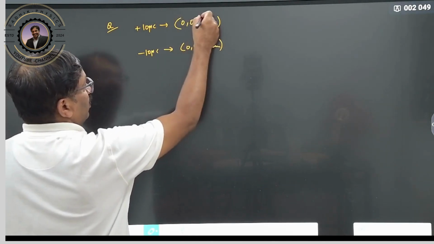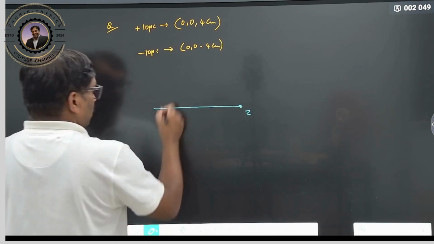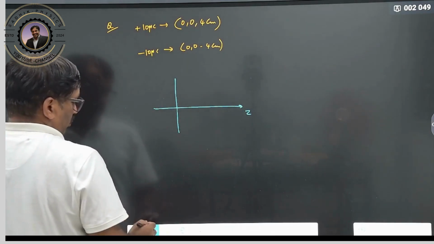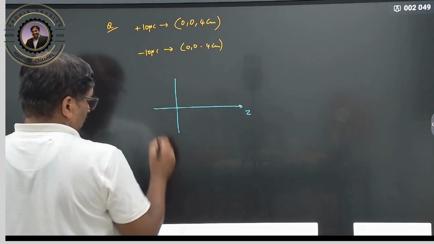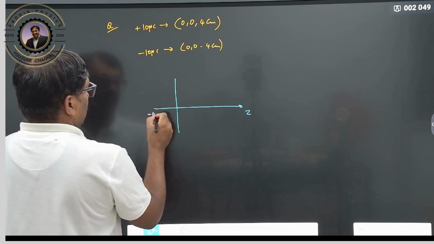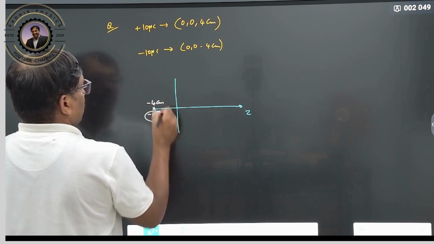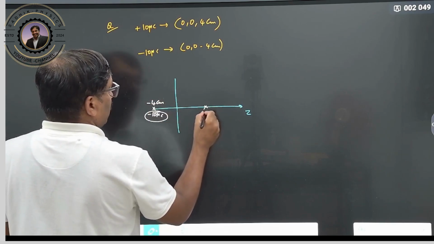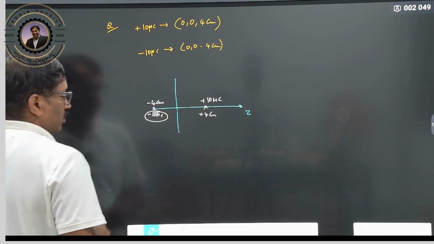See, it is along the z axis. Suppose I take this as the z axis, and this is the origin. Where are the charges located? The minus 10 microcoulomb charge is located at minus 4 centimeter, and the plus 10 microcoulomb charge is located at plus 4 centimeter. What is the dipole moment?